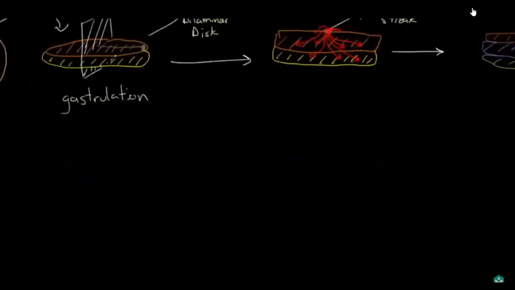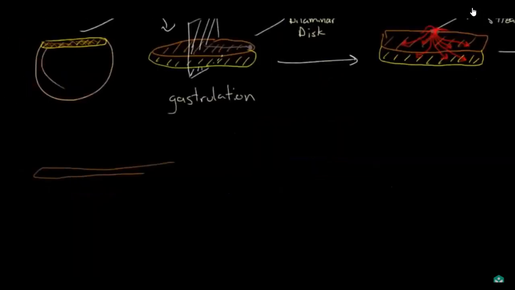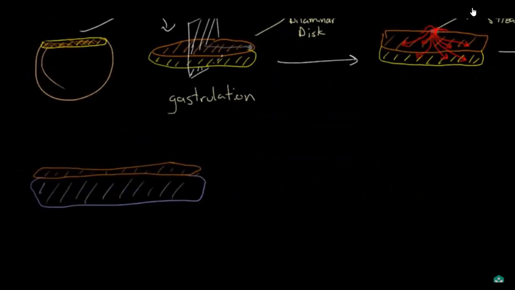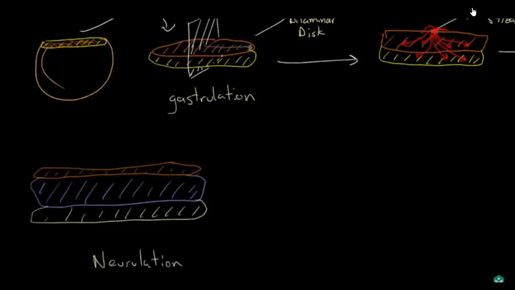So we'll draw our three germ layers in. We have a layer of ectoderm on the top. Middle, we have a layer of mesoderm, and then on the bottom we have our endoderm. So this final stage in early embryogenesis is called neurulation. As you might expect with neuro in the name, we're going to see some neural elements form here.